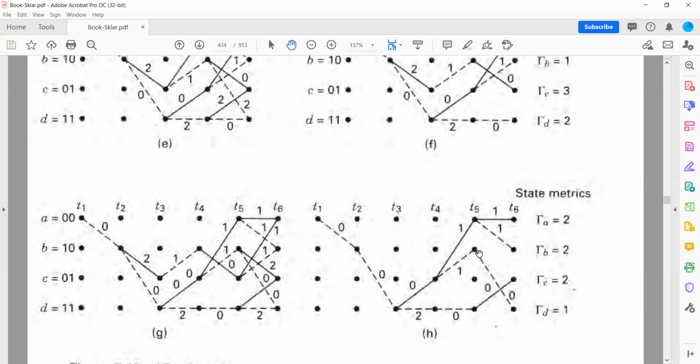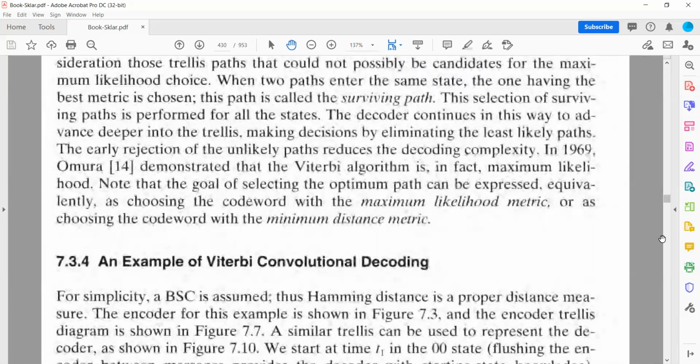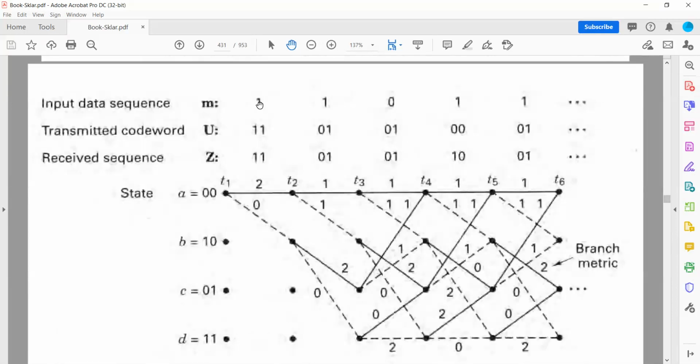So this input is 1. This input is again 1. Now this is a bold line, this is 0. This is again a dotted line, this is 1. This is again a dotted line, this is 1. So what is the decoded data? 1, 1, 0, 1 and 1. So that's the data that was actually transmitted. If you see in this example from the book that I have taken, the input data was 11011. So we have been able to decode the data perfectly.